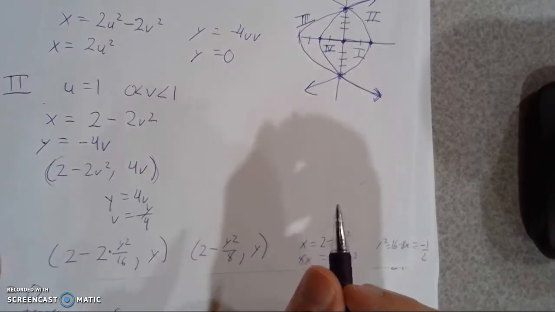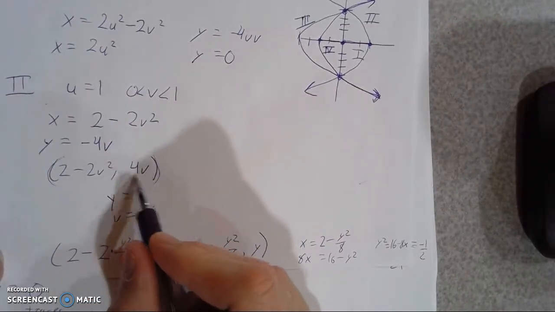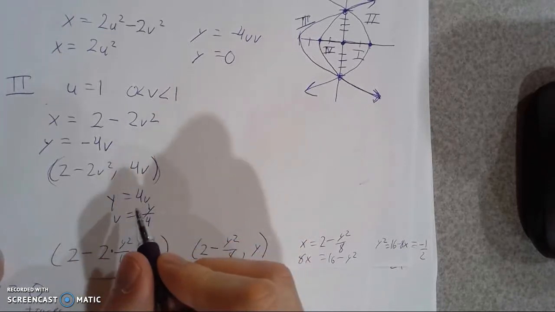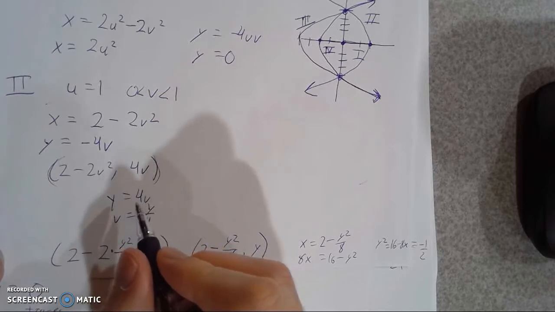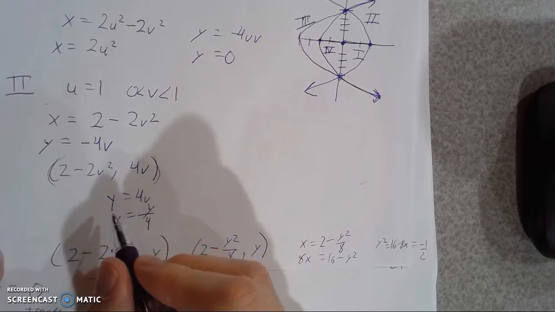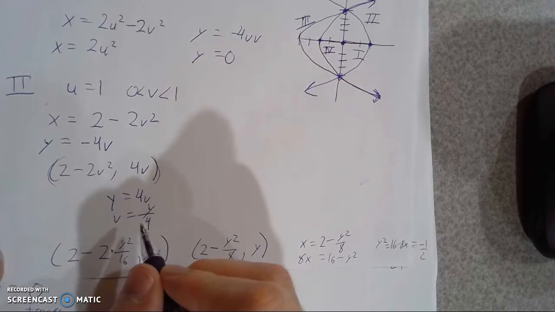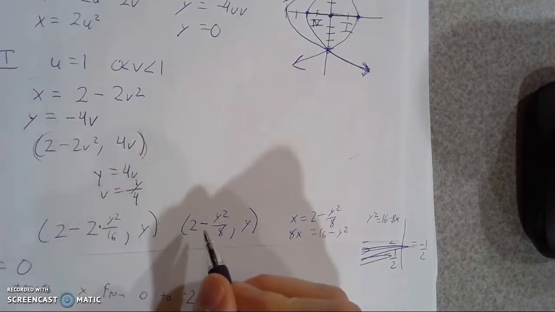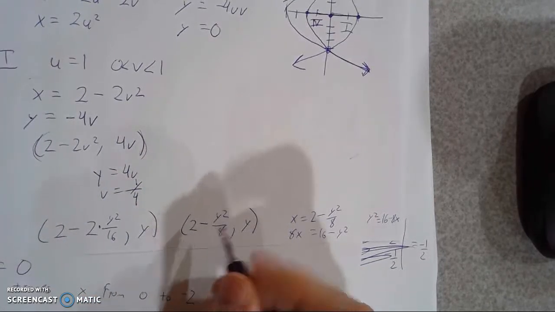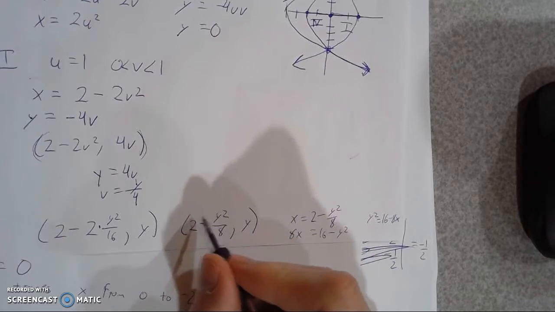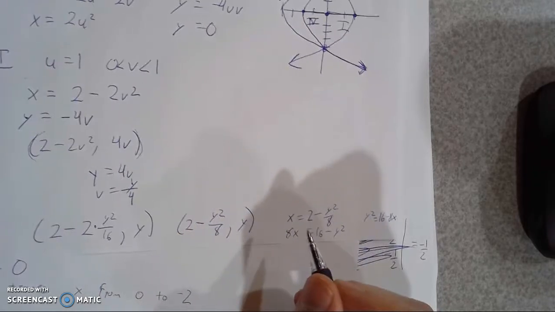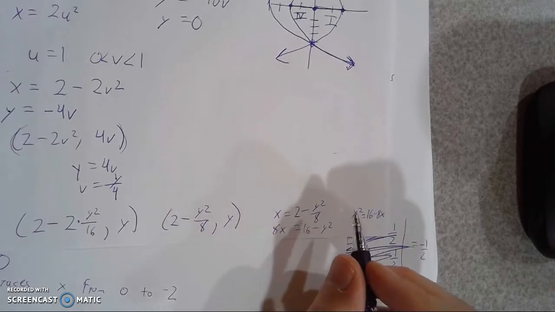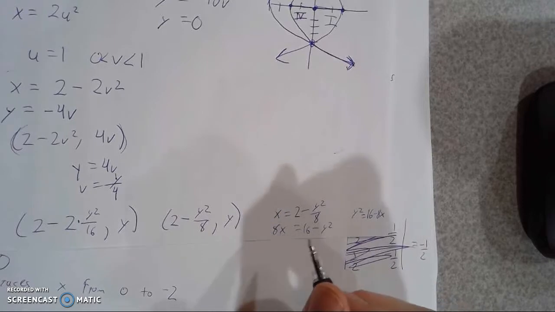Well, I want to change those into xy coordinates, so I'm going to solve this second one for y. So y is 4v. I'm going to solve that for v. v is y over 4. And then I'll plug that in over there. And now I get x in terms of y to be 2 minus y squared over 8. Well, that actually gives me an equation then. X is 2 minus y squared over 8. I can plug that in and find out that this is the parabola. Y squared is 16 minus 8x.